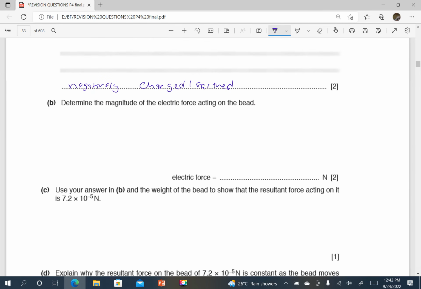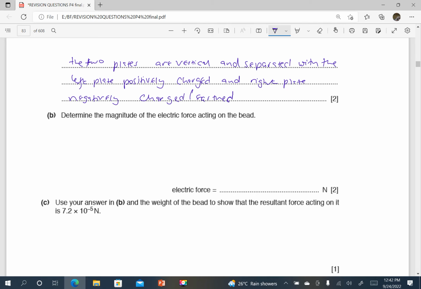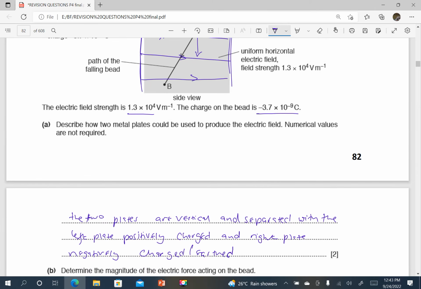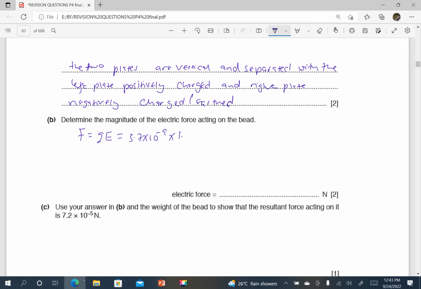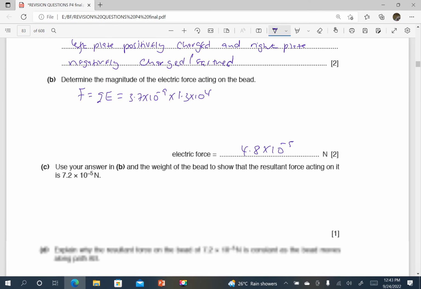Okay, determine the magnitude of the electric force. So the electric force F is given by the charge times electric field strength. So this will be, the charge was 3.7 times 10 power negative 9. The electric field strength is 1.3 times 10 power 4. And when I press my calculator, this is 4.8 times 10 power negative 5 newtons.